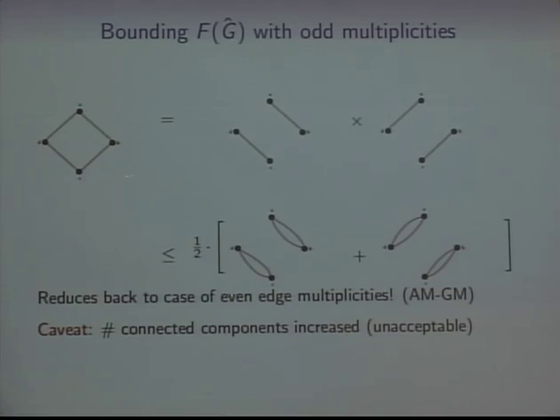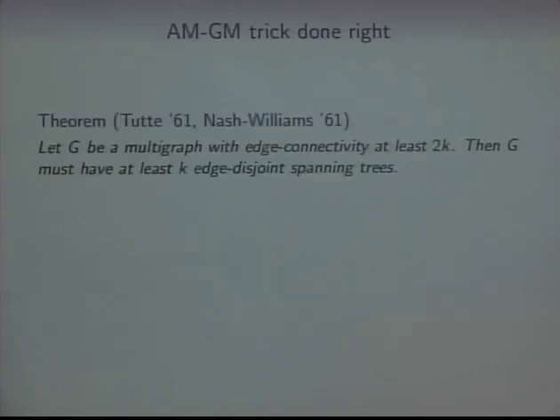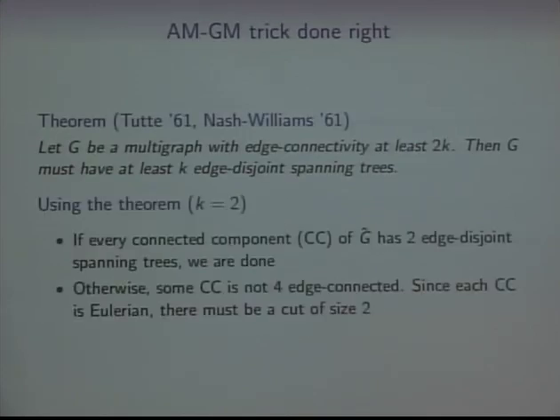Unfortunately, the 4 cycle doesn't have 2 edge disjoint spanning trees. And unfortunately, many dot product graphs that you get don't have 2 edge disjoint spanning trees. So what do we do? Well, if some connected component doesn't have 2 edge disjoint spanning trees, then by the Tutte-Nash-Williams theorem, that connected component could not have been 4-edge connected. That's what the theorem says. What does that mean? It means that there's a cut with less than 4 edges crossing it.